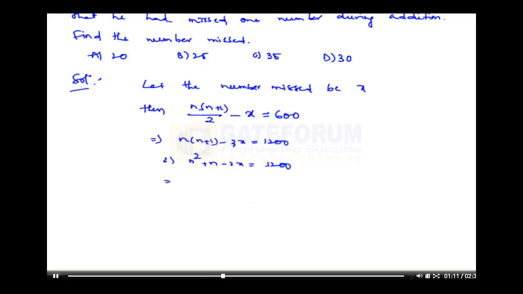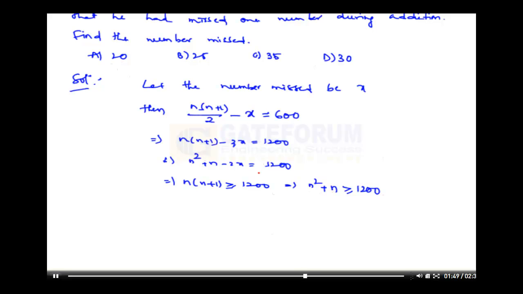And this implies the compulsory thing: n(n+1) must be greater than or equal to 1200. So n square plus n must be greater than or equal to 1200. If you observe the options given here, 20, 25, 35, 30: 20 square is 400, 400 plus 20 will be less than 1200 itself. Even 25 is 625 plus 25 is 650, less than 1200. And let us go to 30 here. 30 square is 900 plus 30, which results in less than 1200 itself.